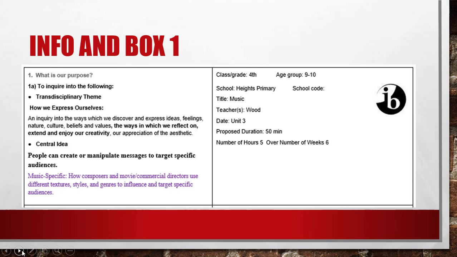So the central idea for 4th grade is people can create or manipulate messages to target specific audiences. This actually ties in with music very well. And for the music specific tie-in, I said how composers and movie/commercial directors use different texture styles and genres to influence and target specific audiences.